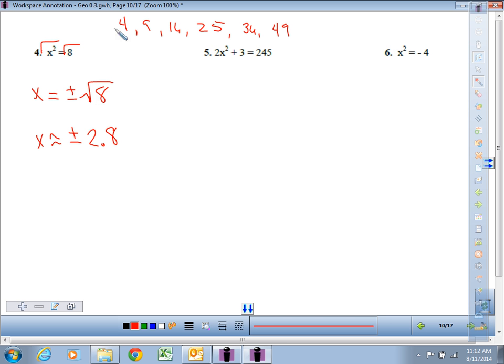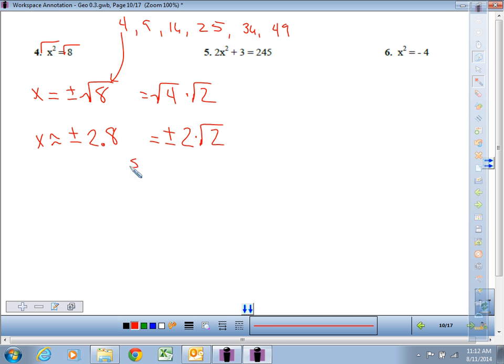4 is a perfect square factor of 8, meaning I could write this as the square root of 4 times the square root of 2, and that's still the square root of 8. So if we wanted to write this simplified and keep it nice and pretty, this would be positive and negative. The square root of 4 is 2. The square root of 2 is not pretty, so we would leave that.